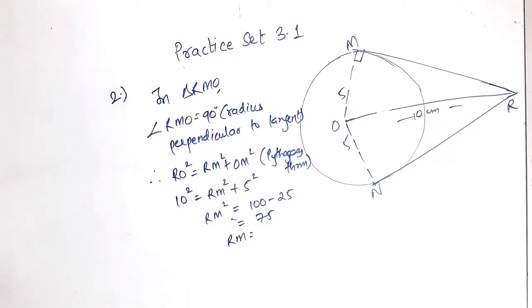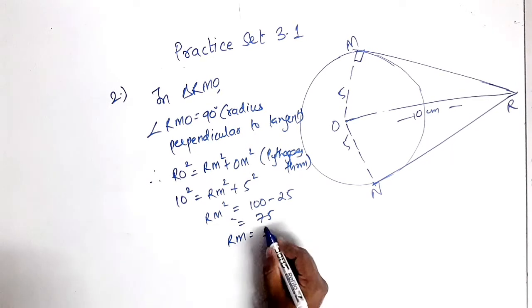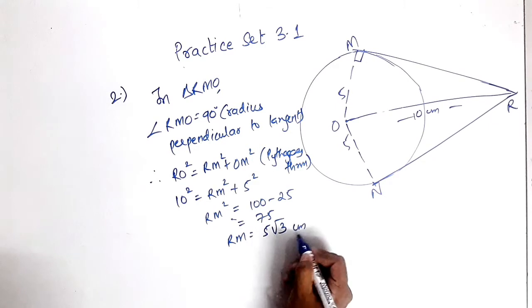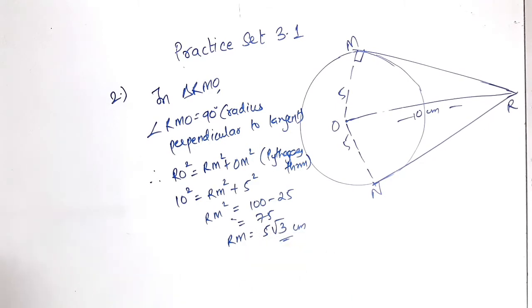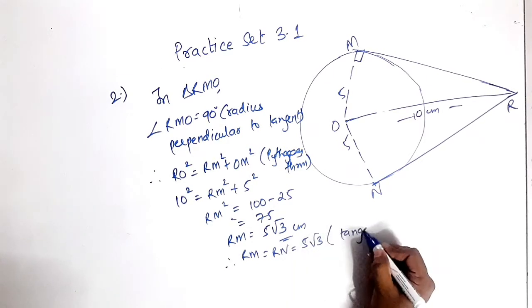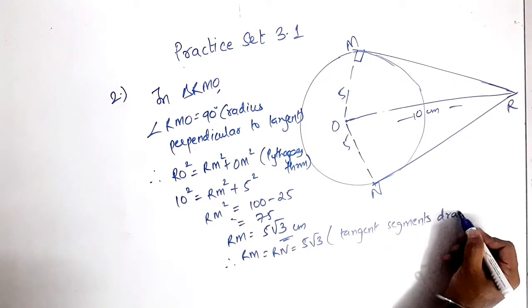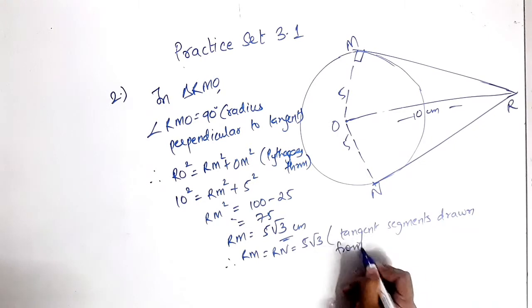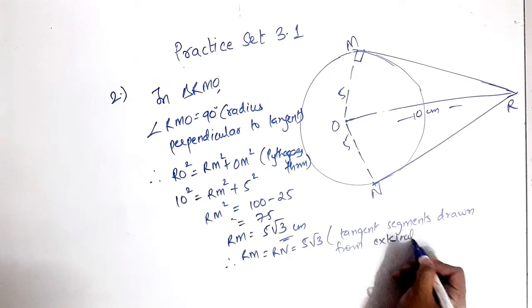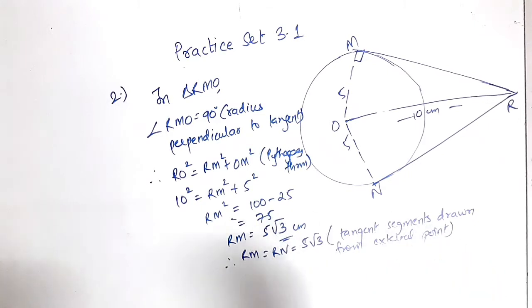You know 75 is 25 times 3, so I can write it as 5 root 3. Okay, RM is how much? 5 root 3 centimeter. Therefore, RM equals RN. They both will be equal. You know, tangent segments drawn from an external point are equal. Equals 5 root 3. Tangent segments drawn from external point. Okay, they are equal.